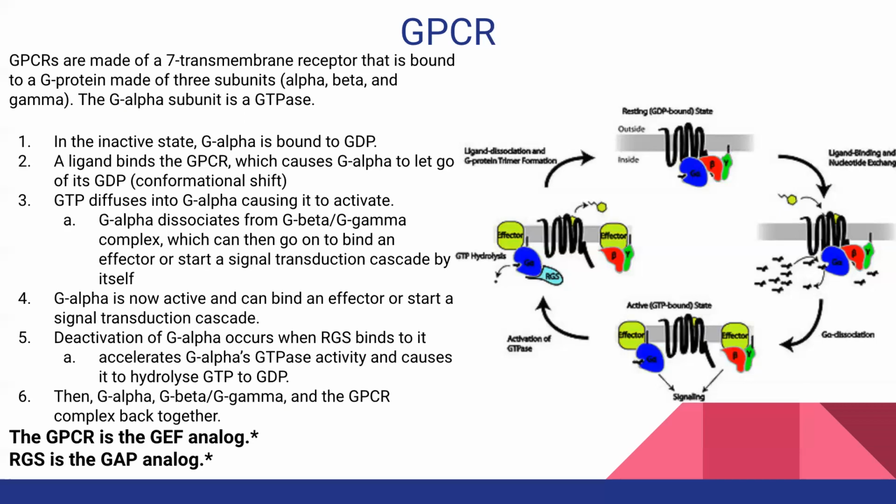So that makes sense. But does SOS also do that, or is it something completely different? So that's in the RTK RAS MAPK pathway. Right? So SOS binds RAS, which causes RAS to switch from a GDP bound state to a GTP bound state. So then I guess SOS is more like a GEF. Yes.